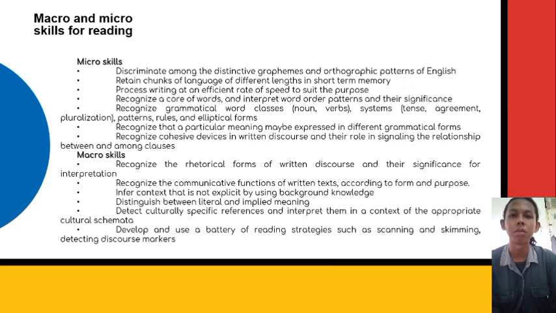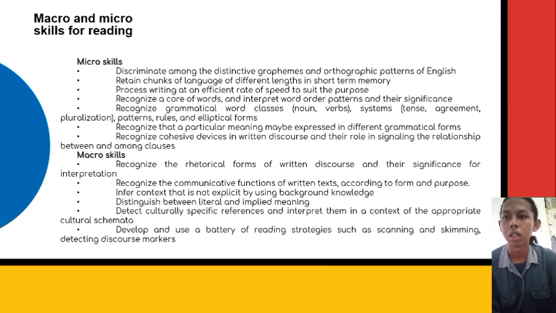And ini juga ada beberapa macro skills dari reading tersebut. And the first is recognize the rhetorical forms of written discourse and their significance for interpretation. And number two is recognize the communicative functions of written text according to form and purpose. And number three is infer context that is not explicit by using background knowledge.